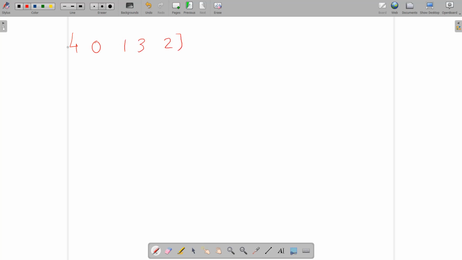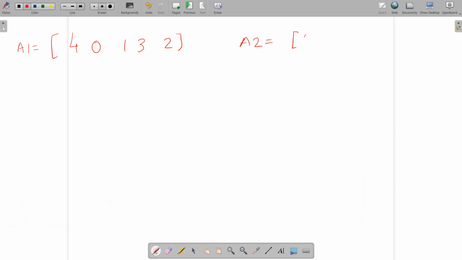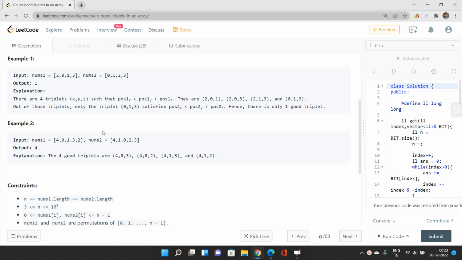40132. So this is for the array A1, and we have another array A2. 41023. Right, so let's pick out the same thing.